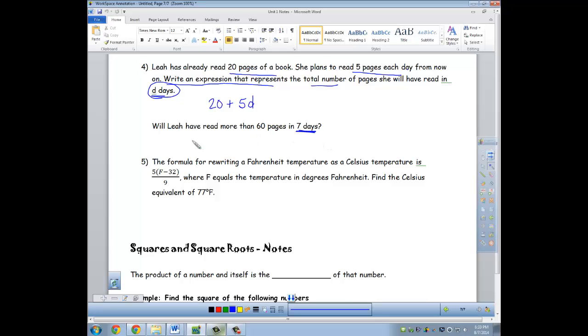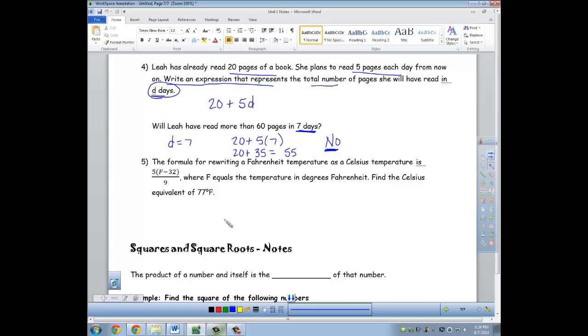The next part says, will Leah have read more than 60 pages in 7 days? So since they say 7 days, that means my d for days is going to be equal to 7. So I'm going to take out my d and replace it with a 7. Make sure you keep the parentheses and don't just write 5 and 7, because then it's 57. Do multiplication first. 5 times 7 is 35, and 20 plus 35 is 55. So she's going to read 55 pages. So no, she did not read more than 60 pages. So make sure that you actually answer the question that they ask. Don't just stop at 55.